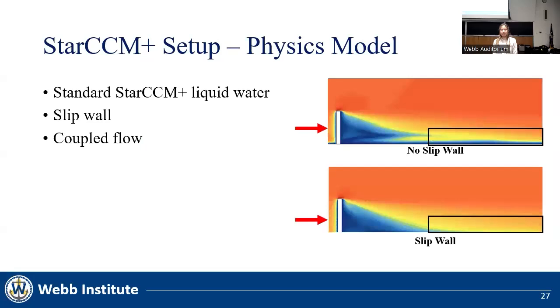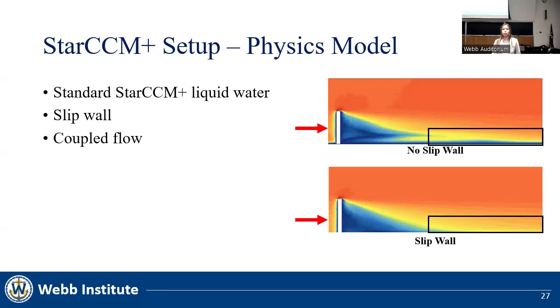Now, I will explain the physics model setup. The fluid used in the simulation is water. For simplicity, we chose the standard STAR-CCM liquid water density and dynamic viscosity. The images on the right show water flowing over a foil in the direction indicated. The top image shows a no-slip wall condition where the velocity of the fluid domain boundary is 0. The bottom image shows a slip wall condition where the fluid flow proceeds without interacting with the boundary.